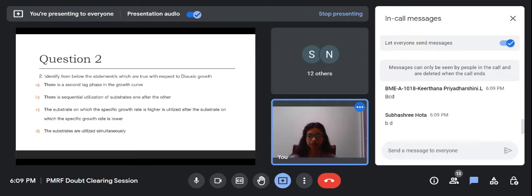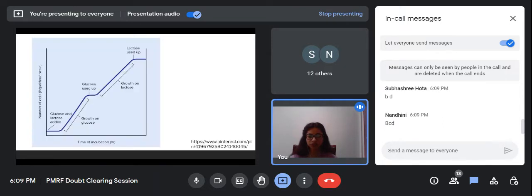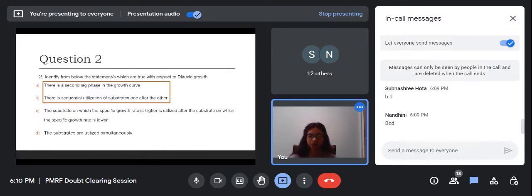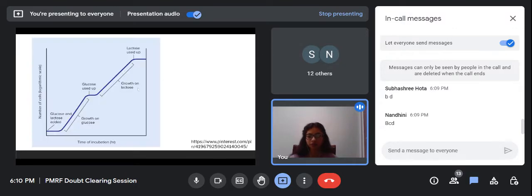So the answer to this is, first, before I move on, I'll just show you what a diauxic growth curve looks like, right? In this, the nutrients that are provided to the cells are two. Glucose and lactose are added, and the first curve that you see is that of glucose. Once the glucose is used up, you see growth on lactose, right? So the answer to this question is that there is a second lag phase in the growth curve, which is the one that you see between the growth on glucose and the growth on lactose. There's a lag phase, right?